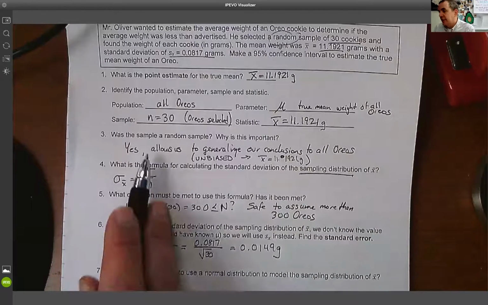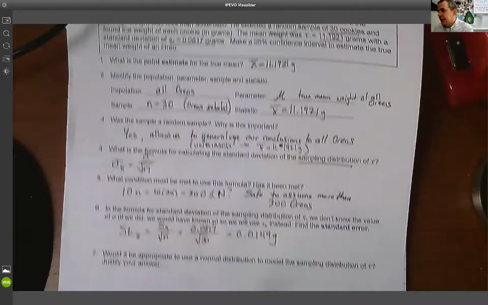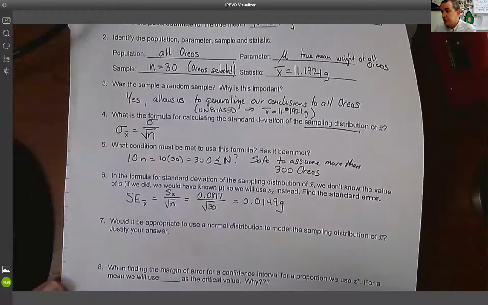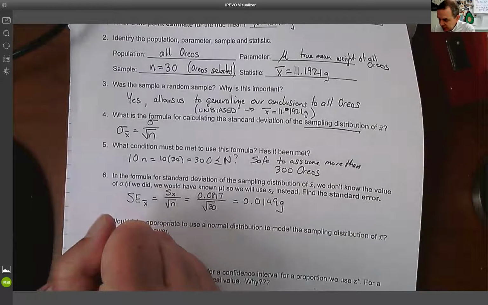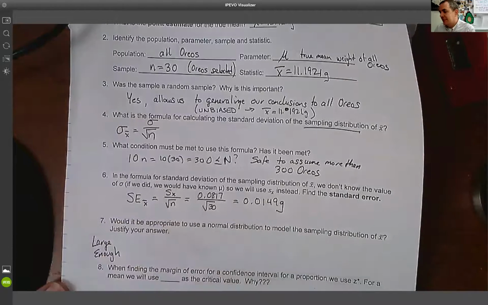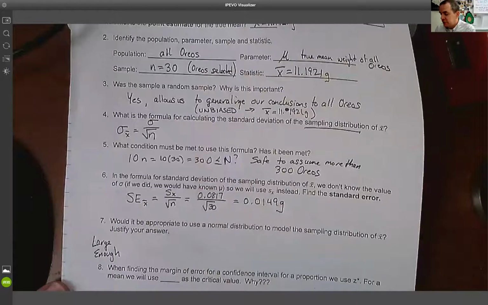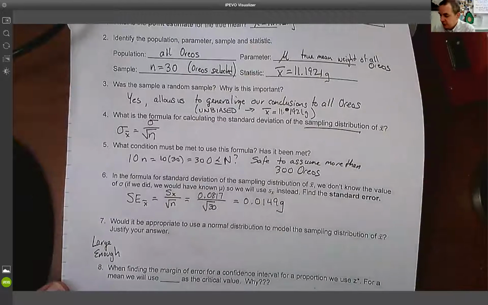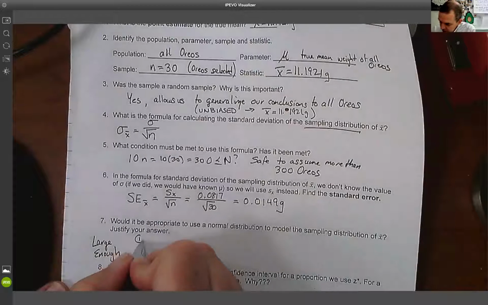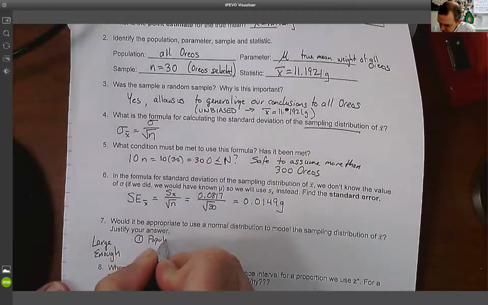This is our random check. This is our independent check. And now we're going to do our large enough check. And remember, with proportions, it was 10 successes and 10 failures. But when we're dealing with means, we're going to look at one of 3 different things. The first thing we're going to look at is, was the population described as normal?